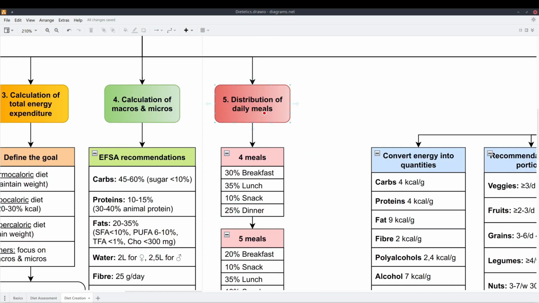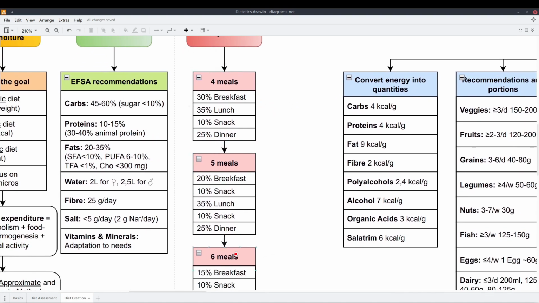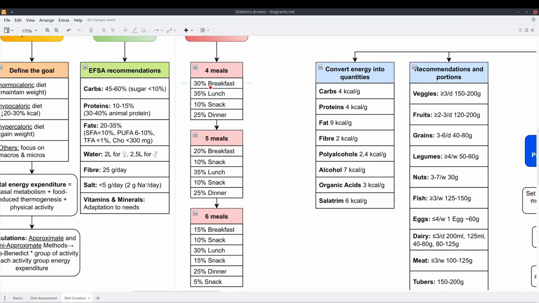Moving on, we have the distribution of daily meals. So we have the energy, the calories, the macros and micros, and now we have to distribute all of that into, let's say, 4 meals, 5 or 6 meals. I'm more of a fan of 2-3 meals per day, but these are the recommendations for the general population. 4 meals would be 30% of the calories in breakfast, 35 in the lunch, 10 as a snack in the afternoon, and 25 in the dinner.